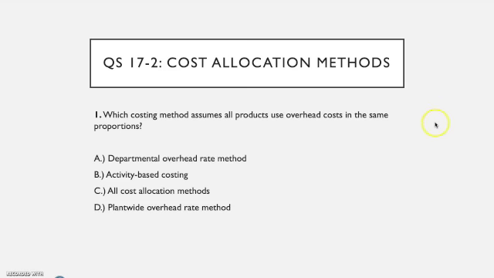A lot of these again are just going to be memorization and reading. Which costing method assumes all products use overhead costs in the same proportions? A, departmental overhead rate method, B, activity-based costing, C, all cost allocation methods, or D, plant-wide overhead rate method. And the correct answer to this one is C, all cost allocation methods.